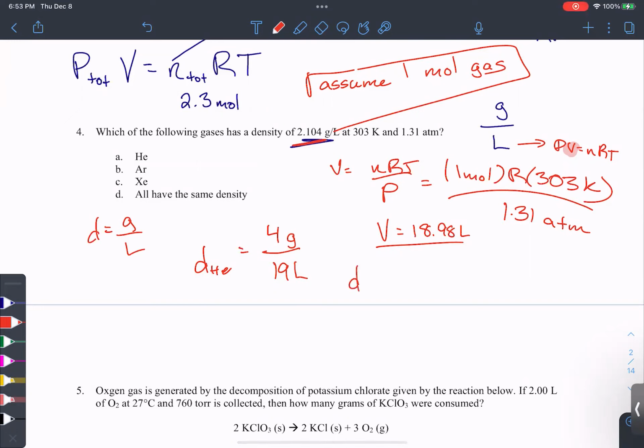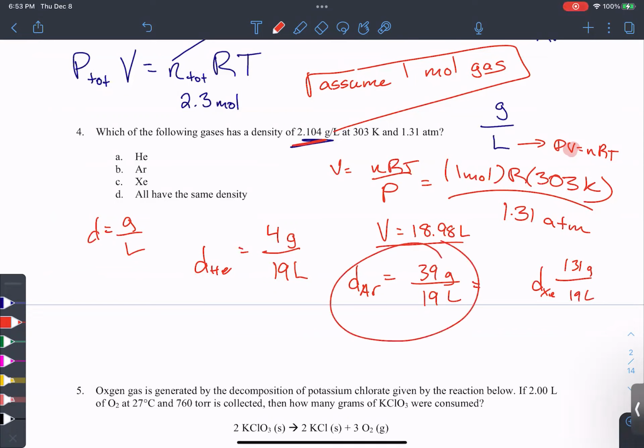How do we get the density of argon? The denominator is still going to be 19 liters, or 18.98, close enough. But now the numerator is what? 39, or whatever, 40. And then xenon, what would the density of xenon be? 131. Great, grams over 19 liters. So which of these gases has a density of 2 grams per liter? The argon. Yes, that's how we do it.